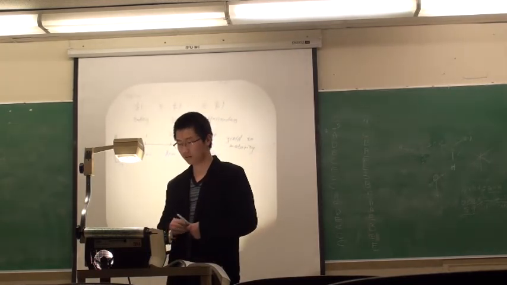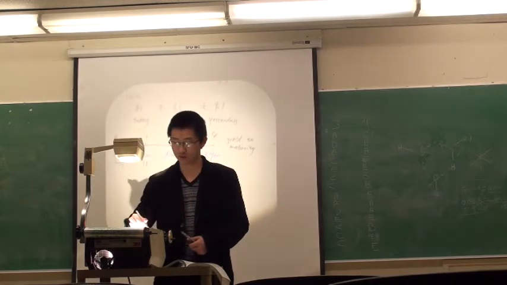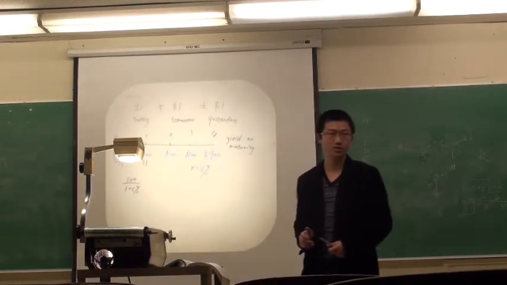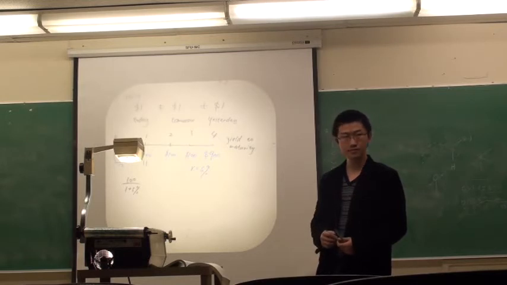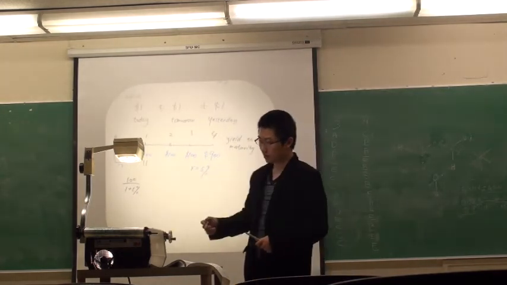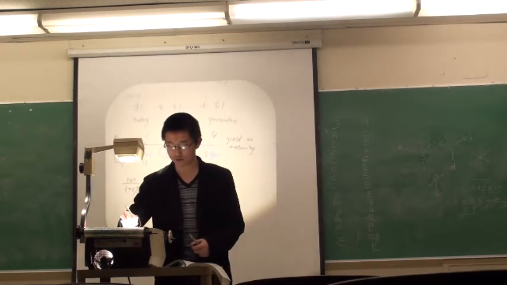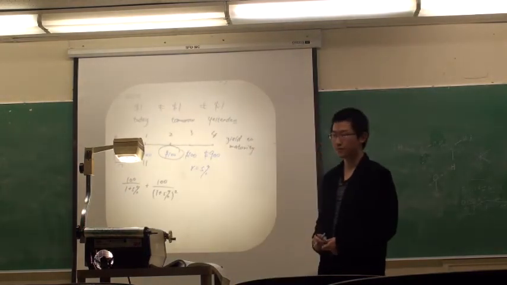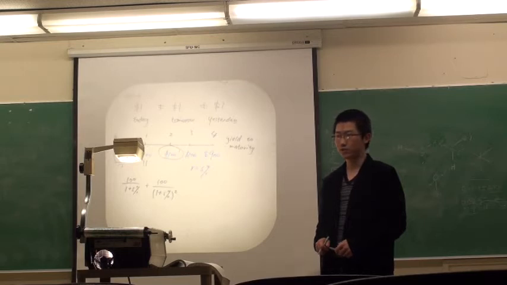Must be discounted. So the present value of the $100 in 1 year is 100 over 1 plus 5%. Please note, 5% is the interest rate. For $100 in 2 years, the present value is $100 over 1 plus 5% squared. This is the present value of $100 in 2 years, and the risk-free interest rate is 5%.